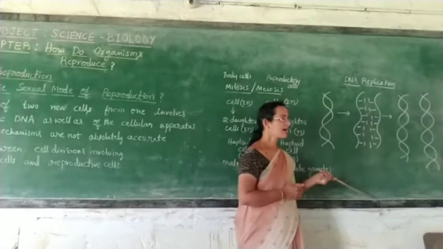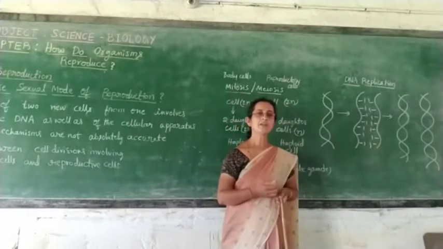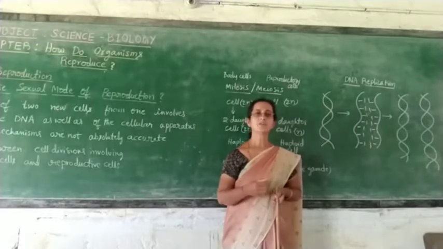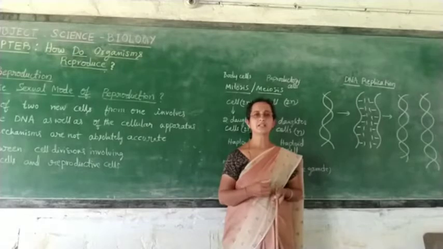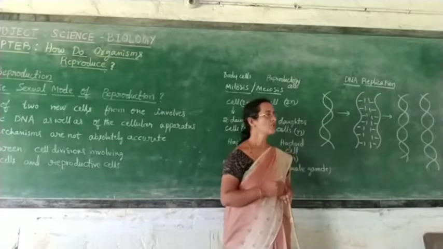these variations occurring in the higher animals help in changing certain characters which help them in adapting to the varying environmental conditions. So sexual reproduction has an advantage over asexual reproduction.